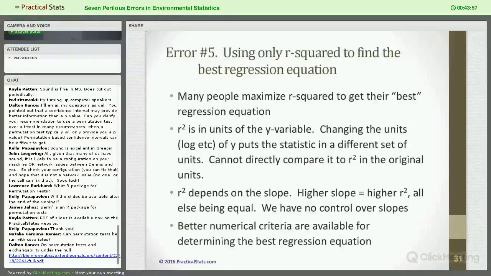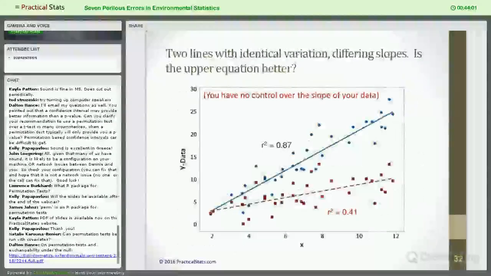Also, R-squared depends on the slope. And there are better numeric criteria than R-squared for determining what's best. So just a simple plot. This type of plot goes back to teaching this kind of stuff 30 years ago and more. If you have a lower slope line and an upper slope line with the same variance, I just mathematically increased the slope of the data, same variation around the line in terms of magnitude. They have very different R-squareds.